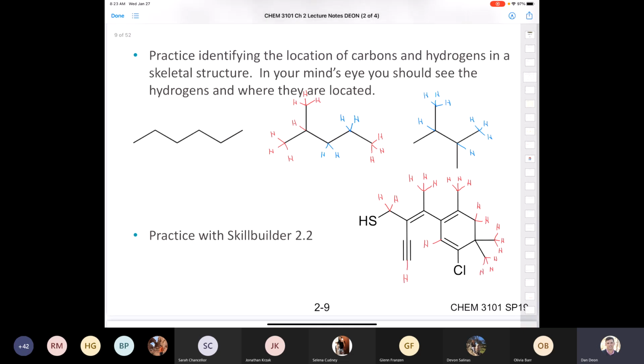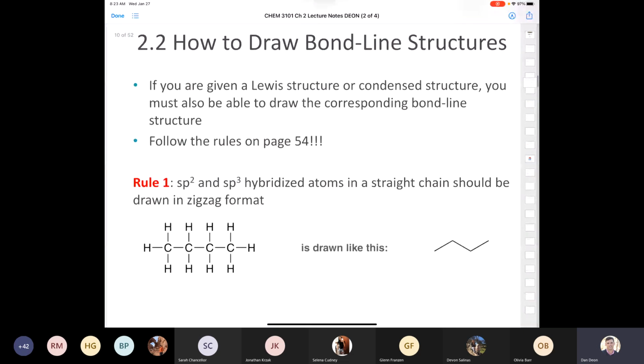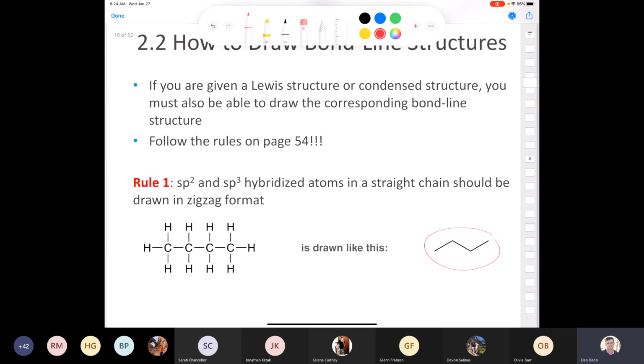So, bond line structures. Now, there are some rules that you have to follow. I don't remember if they're exactly on page 54 of the e-text, but on the hard copy, that's what page they were on. It says if you're given a Lewis structure or a condensed structure, you must be able to draw the corresponding bond line structure. Again, we use the zigzag format when we're dealing with sp2 and sp3 hybridized atoms in a straight chain. So here, since I have 4 carbons right here, let me show you how you would draw this. I mean, there's the answer right there.